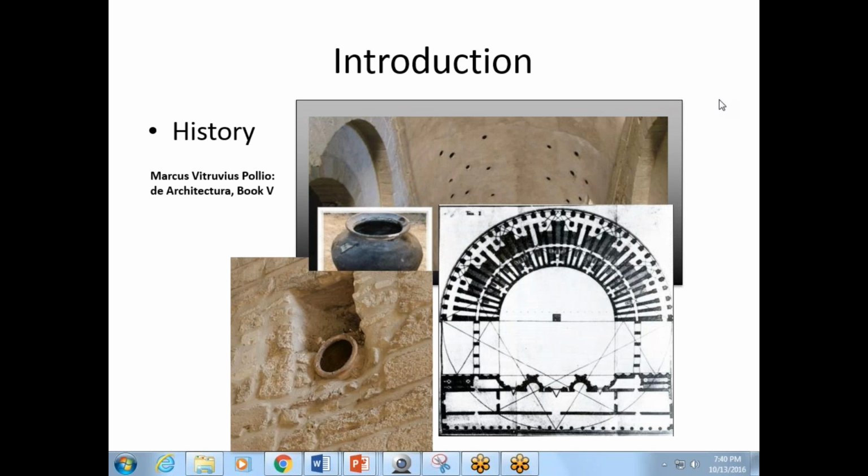History. Marcus Vitruvius wrote the book De Architectura, and within that he has a couple chapters, although I'll call them subdivisions of different books within a larger book. Book 5 specifically talks about these types of ceiling pots or acoustical pots, often referred to as acoustical jars. The book refers to them as acoustical pots. In my art history and architecture background, we would see them more often called acoustical jars. But here's an example of those.